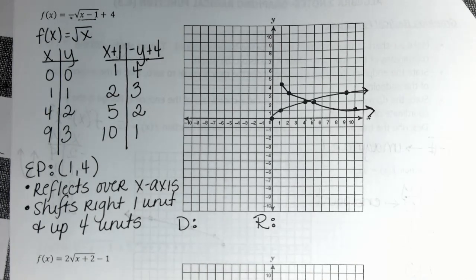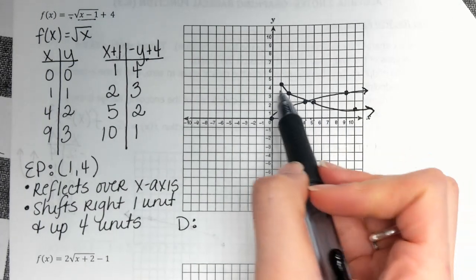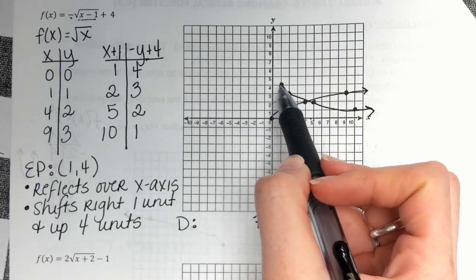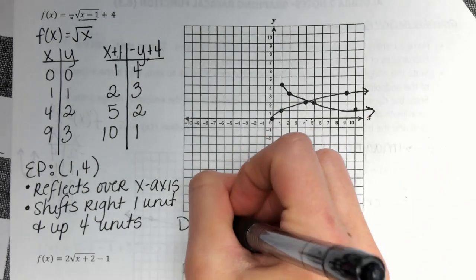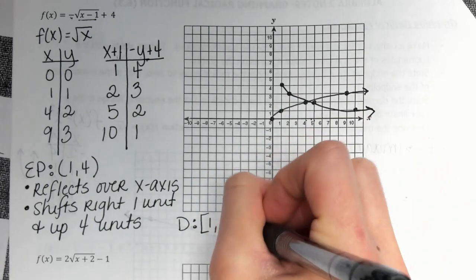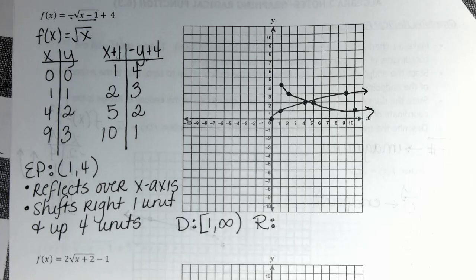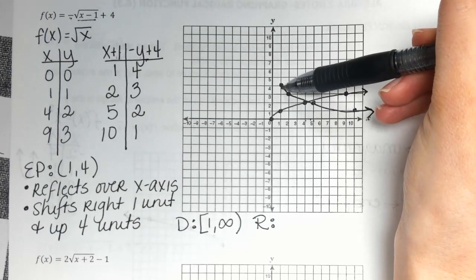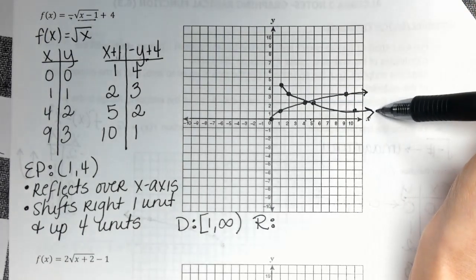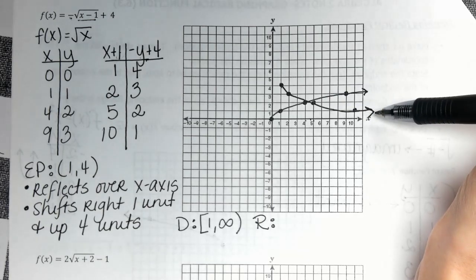Okay, my domain, I'm still going to the right. So my domain, I still look at my endpoint. The x value of my endpoint is 1, and I'm going to positive infinity. But what do you recognize about this graph when you look at your y's? It's going down now, right? I'm starting here, and now my graph is going in the downward direction.